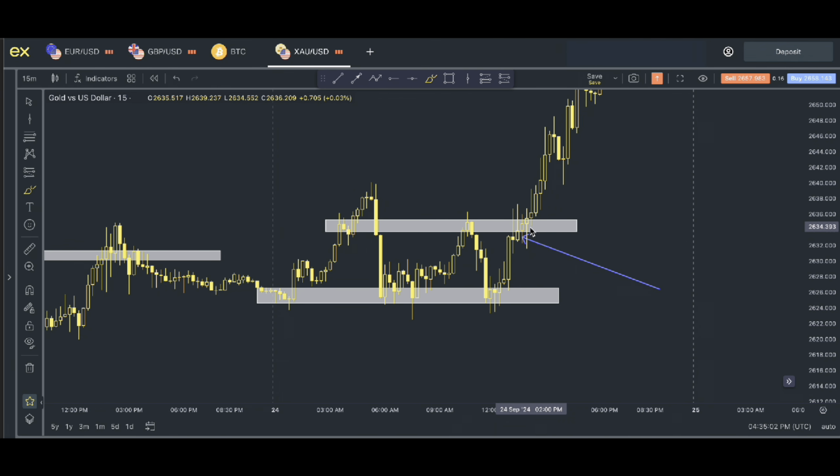I entered after this resistance was used as a support, and remember, after this candle closed above this level, that's when I saw this doji right here. I'll call it a hammer. All right, you can see it, which shows that buyers are already stepping into the market.